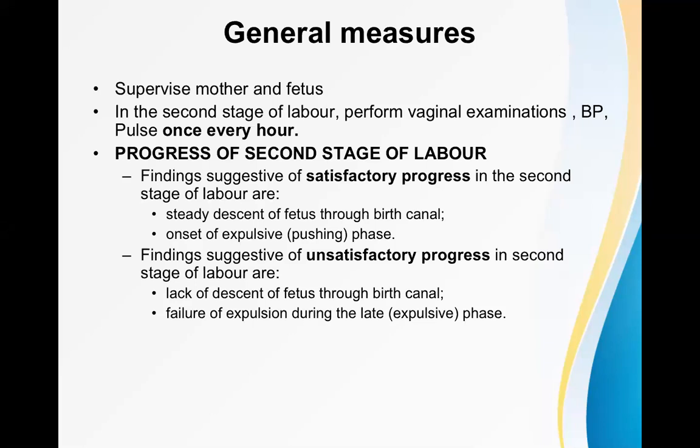This is an important one. And we check whether the baby or fetus is descending well, and whether the lady is having expulsive type of pushing or not. If these two things are there, we call it satisfactory progress of the second stage of labor. If these things are not there, then we are not happy with the progress in the second stage. That means the baby is not descending. If the baby is not descending, then how would the baby be delivered, isn't it? Very easy to understand. And if the lady is not pushing, the baby cannot be delivered.